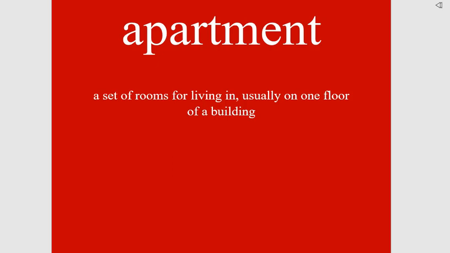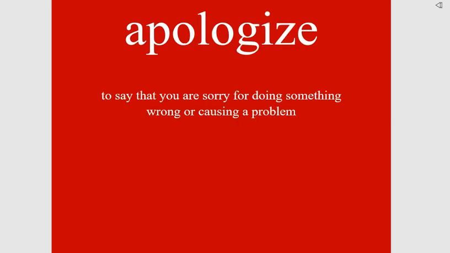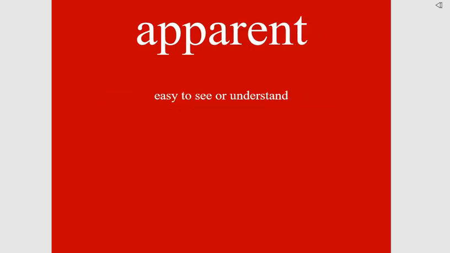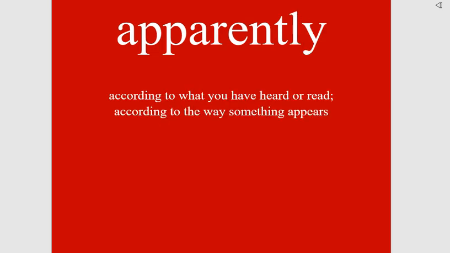Apartment. A set of rooms for living in, usually on one floor of a building. Apologize. To say that you are sorry for doing something wrong or causing a problem. Apparent. Easy to see or understand. Apparently. According to what you have heard or read, according to the way something appears.